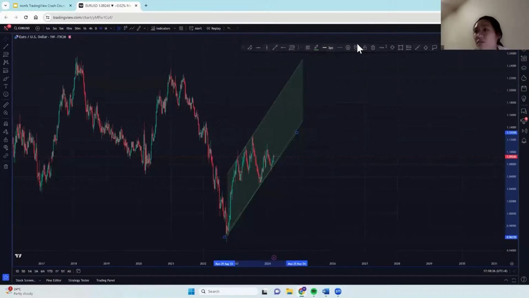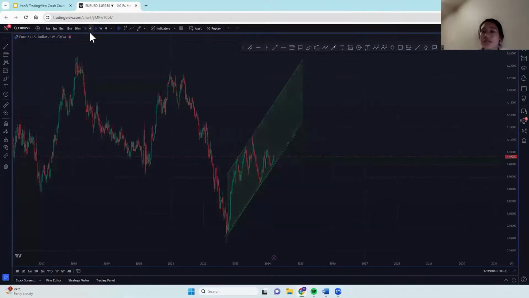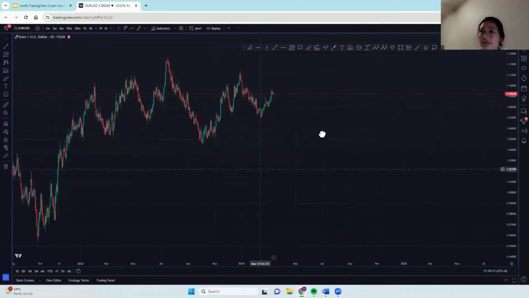Just to recap, at least 3 touches for your trend line, and for our trend channel, you want to make sure you have at least 2 touches on the top and the bottom of our trend channel. But in this case, obviously, we have 3, but 2 is enough. So it's moving in an uptrend on our weekly time frame. Let's take a look at our daily time frame.